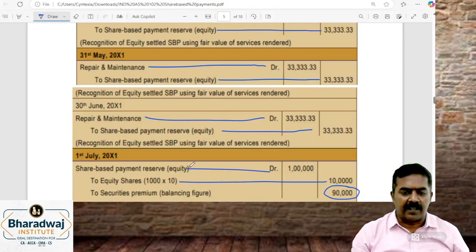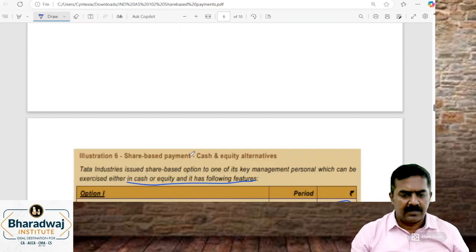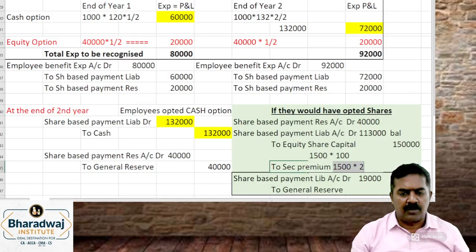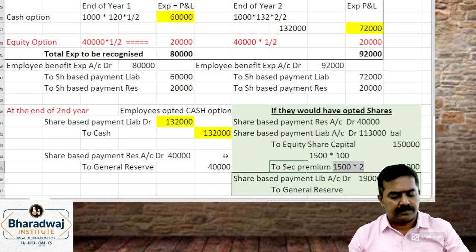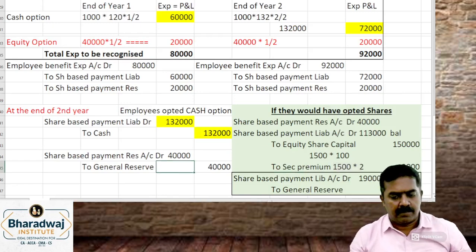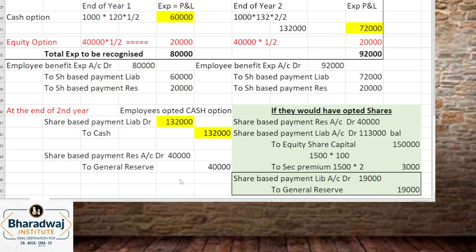Which question are you going to try now? The illustration 6, you are going to try that. If you have not taken it up, please take it. Try question number 6.